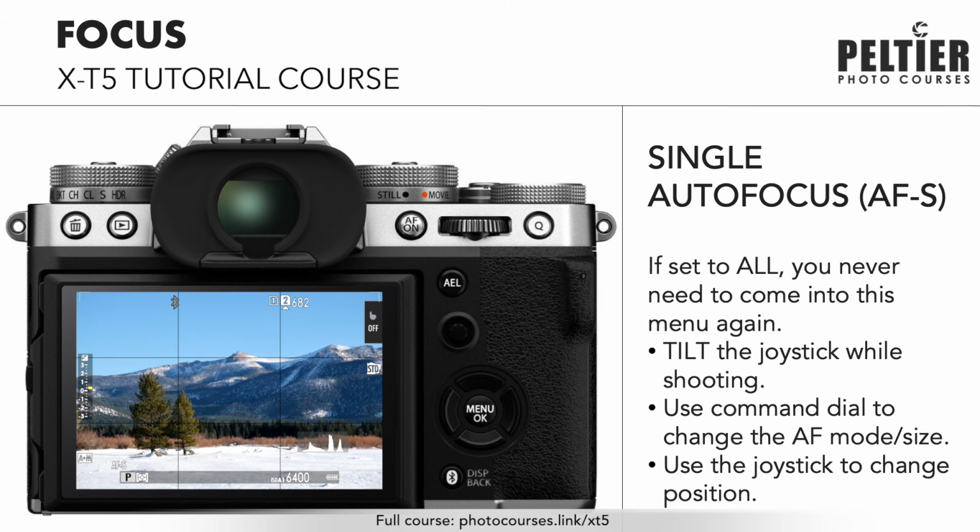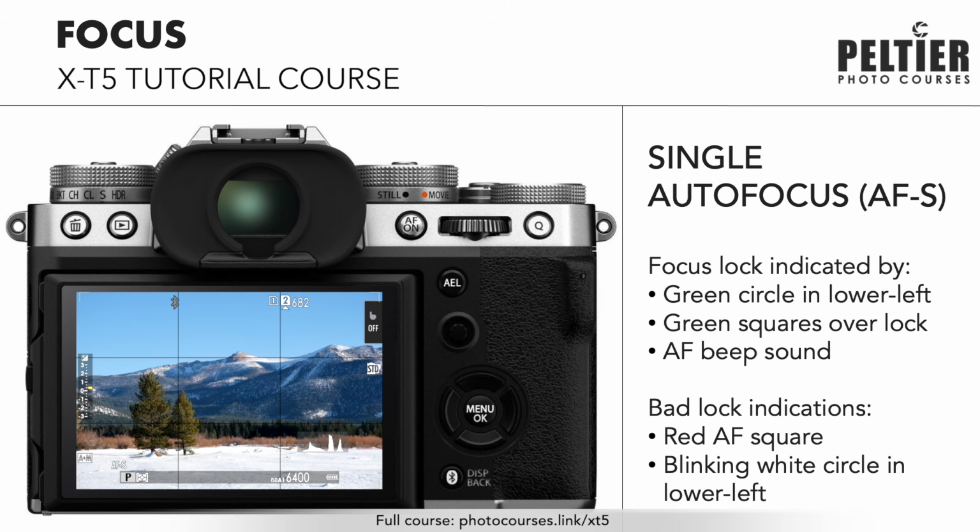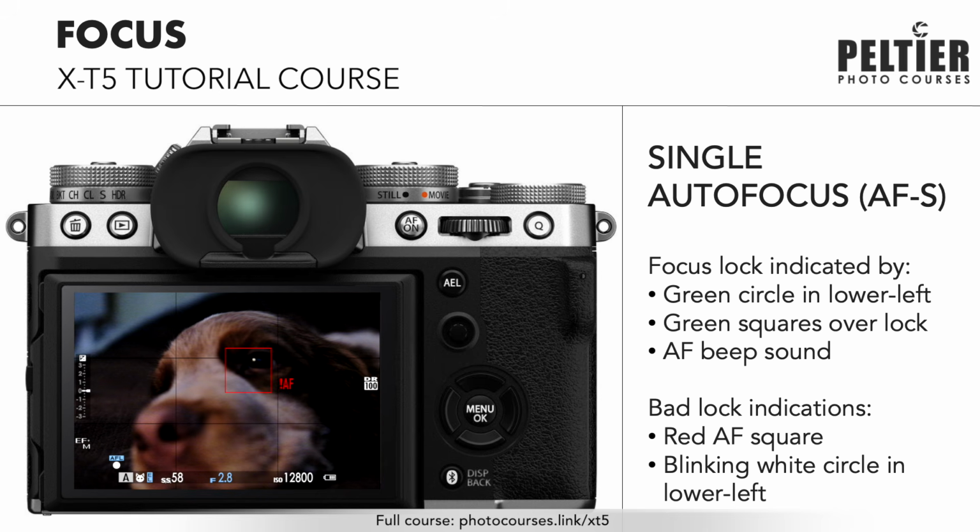When you press the shutter button halfway to command autofocus, you'll verify that you have an autofocus lock by seeing green squares over the areas where the camera has decided to focus. You'll also see a green circle in the lower left corner of the display where AFS was, and if you have your AF beep volume turned up, you'll also hear the autofocus beep confirmation to let you know that you have a lock. A bad lock is indicated by a red AF square with the exclamation point and AF on the display, and in the lower left corner of the display, you'll see a blinking white dot.